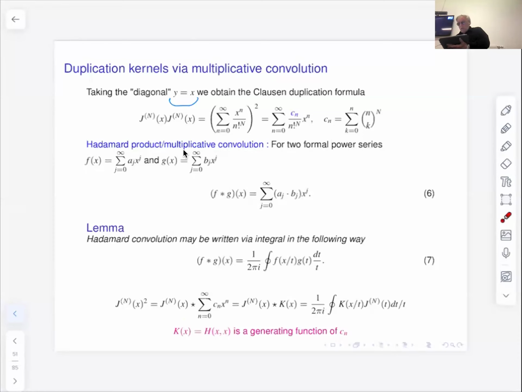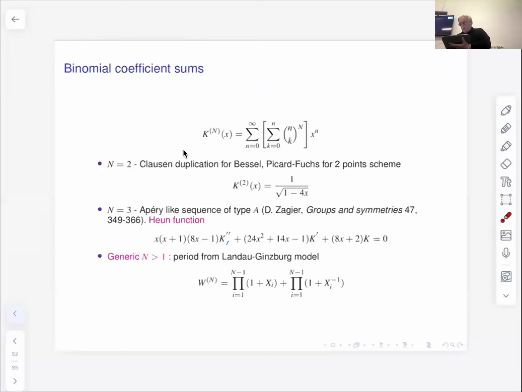What is this function? This function you can find in the following series. And for n equal to 2, you obtain this k2. For n equal to 3, you can find an equation, and this equation has the following form. This equation annihilates k3. So this k2 is annihilated, you remember, by a first order operator. For the case of k3, you have a second order operator. So this k3 satisfies the second order operator. And this second order operator is a Hoyne operator.